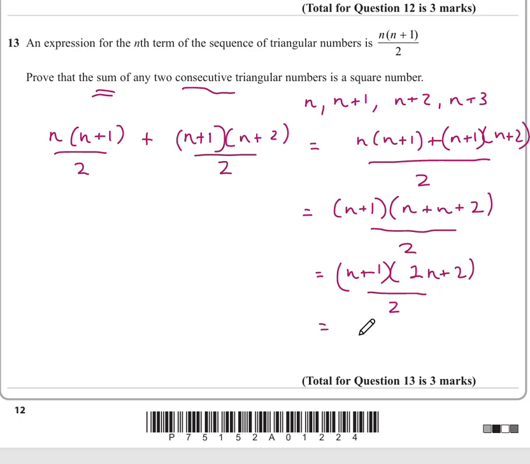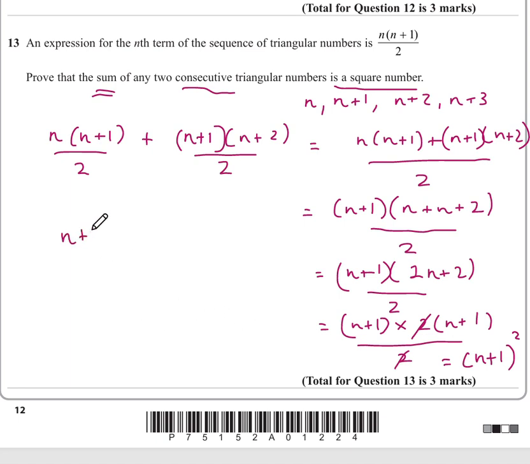I can factorize a 2 out of this second bracket. So n plus 1 times 2 times n plus 1, still divided by 2. And then I can cancel here. Oh, that should be, once I factorize that 2, that should also be n plus 1. Okay, which is going to give me n plus 1 squared. And then I ran out of space down there, but a little conclusion would be good. n plus 1 squared is a square number.